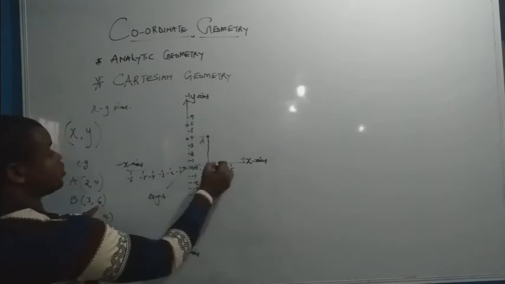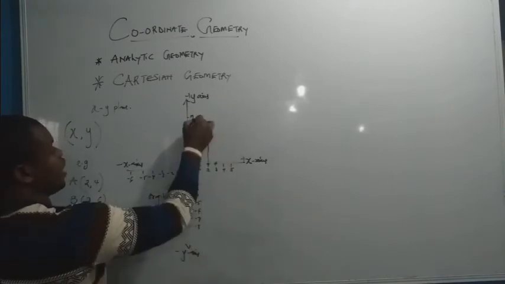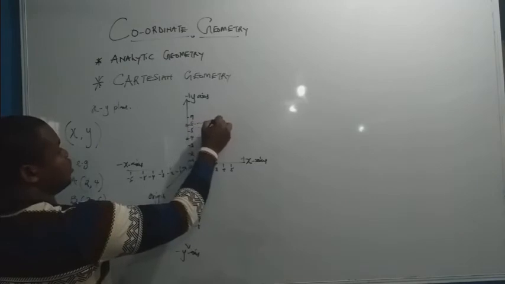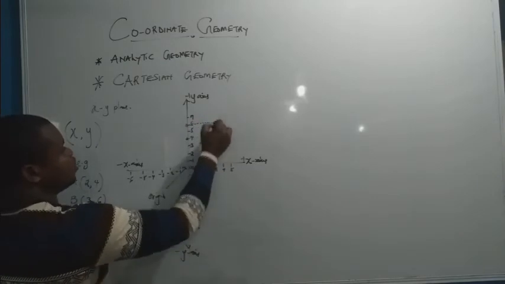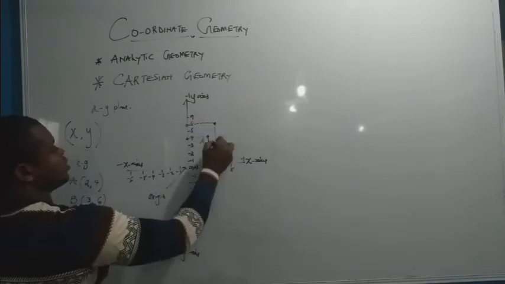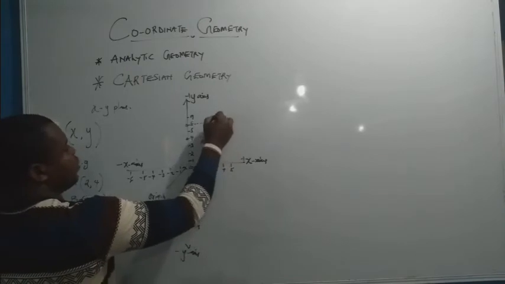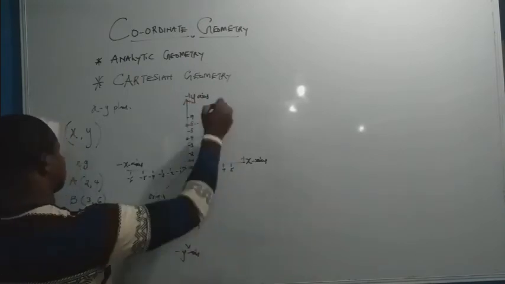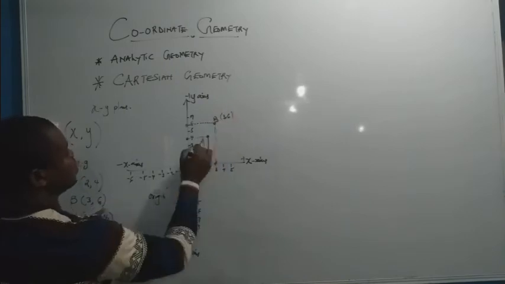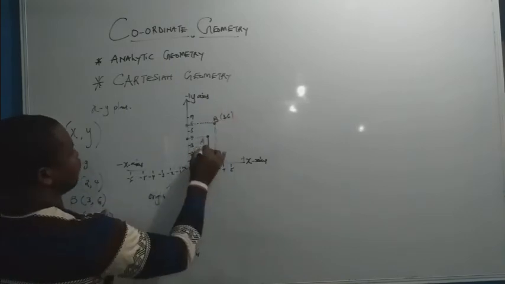Okay, and this is your what? Your 3. So you draw it like this. Okay, then like this. The point where they meet is called your point B. Exactly. Which is what? Which is 3, 6. Your A is what? Your A is 2, 4.